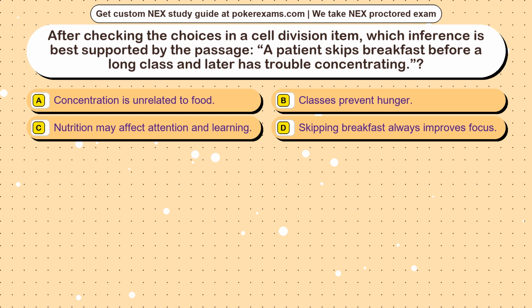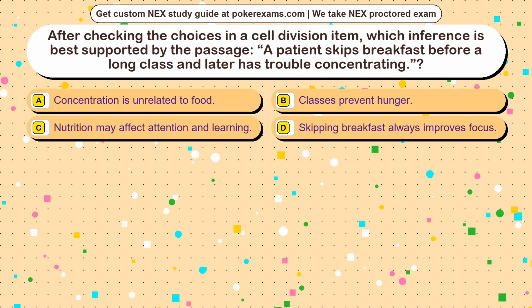Question 3. After checking the choices in a cell division item, which inference is best supported by the passage? A patient skips breakfast before a long class and later has trouble concentrating. Option A. Concentration is unrelated to food. Option B. Classes prevent hunger. Option C. Nutrition may affect attention and learning. Option D. Skipping breakfast always improves focus.